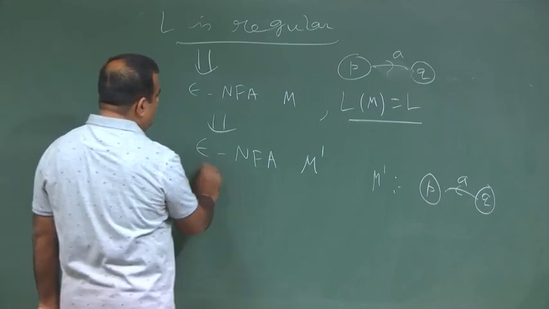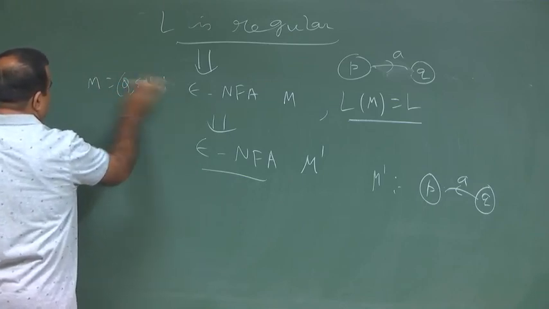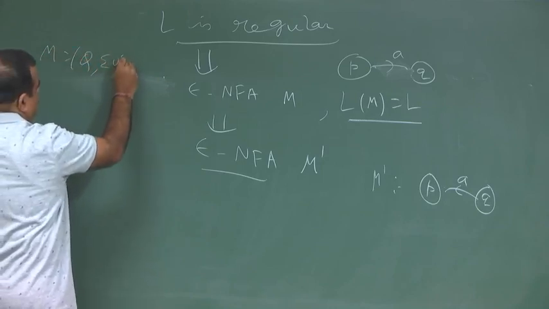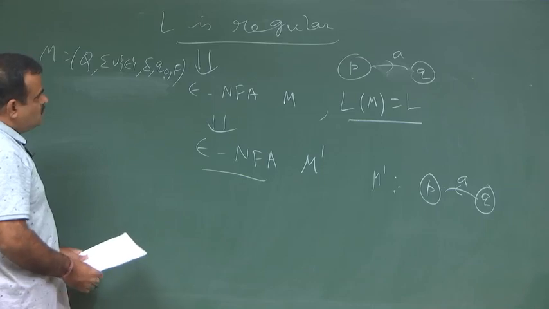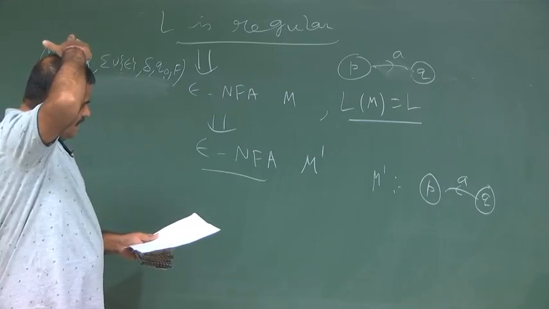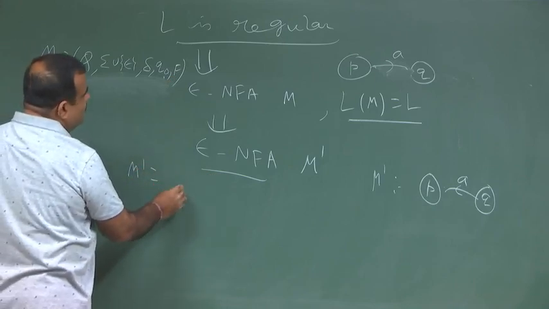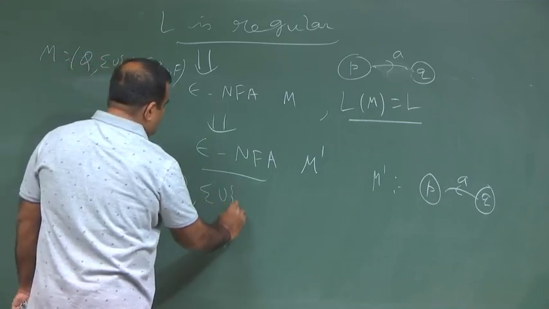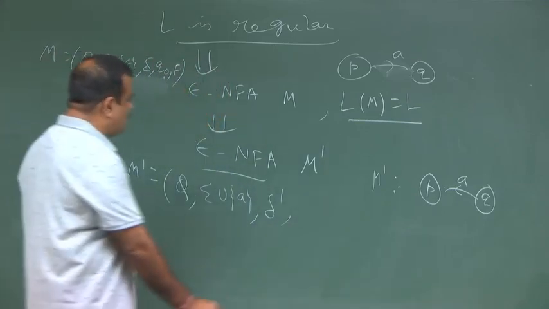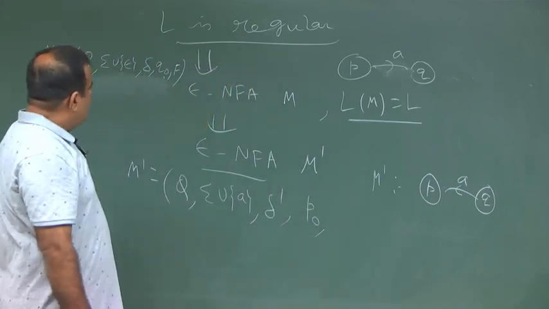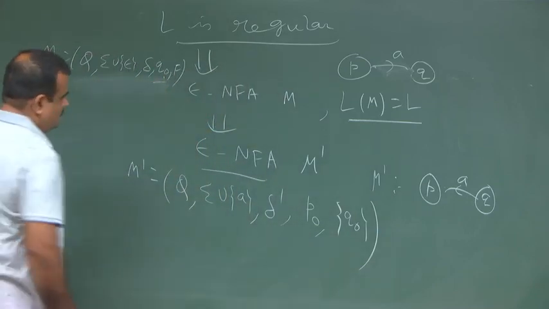So, say M is an epsilon-NFA with Q, sigma with epsilon, delta, Q0, F, and we are assuming it has only one accepting state. And then what is the M prime? In M prime we keep Q the same, sigma is also the same, delta is changed by reversing the arcs, and as the starting state we need a new starting state P0. And the final state will contain Q0, the starting state of M.